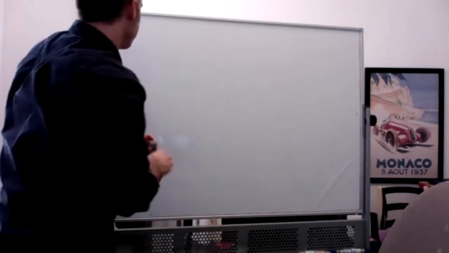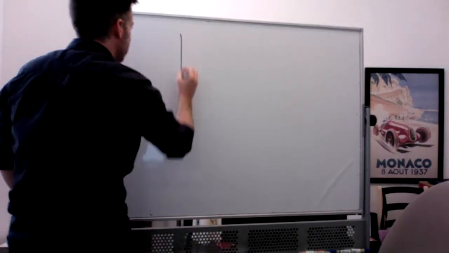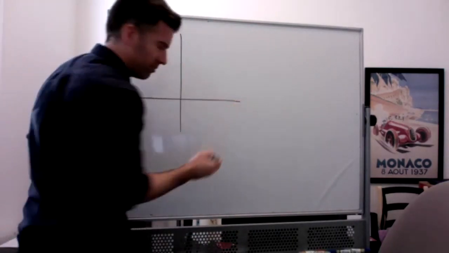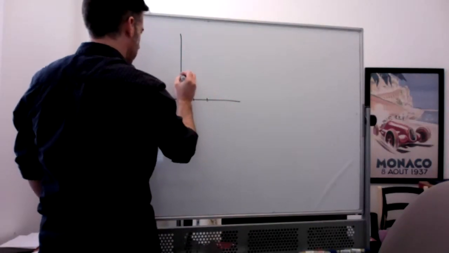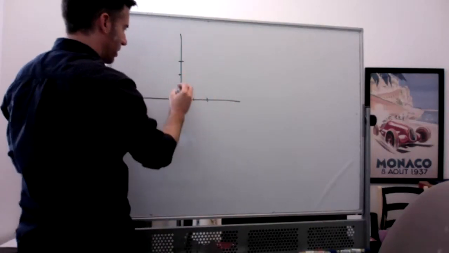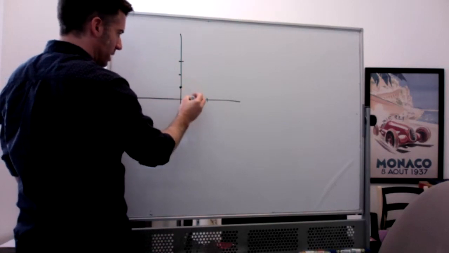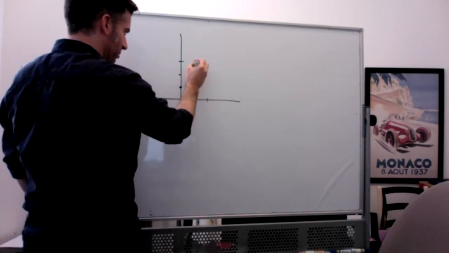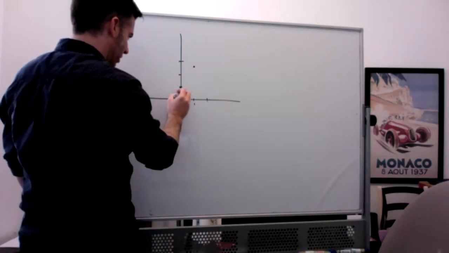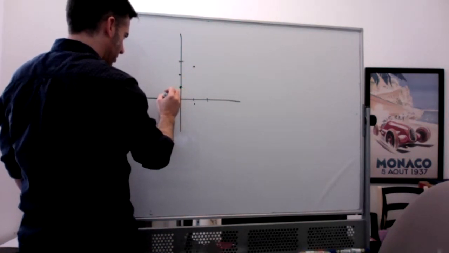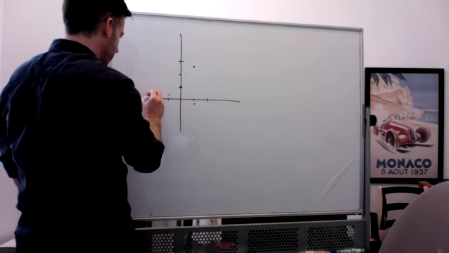So if you graph e to the x, you have to actually graph it pretty accurately to make this picture work. So I know that e to the 0 is 1. I know that e to the 1 is e, which is about 2.7. E to the negative 1 is about 0.36. So that's some good points to have.